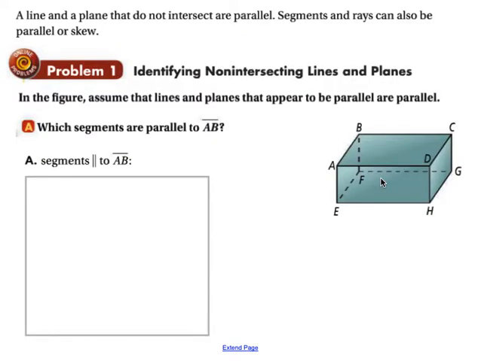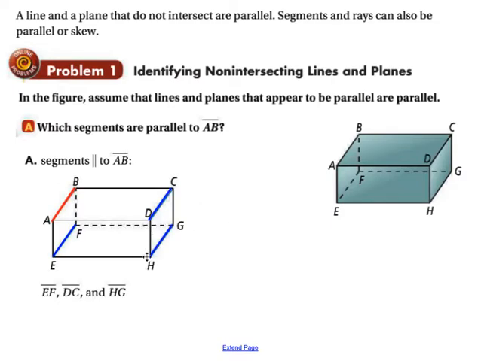In this problem, we want to find out for part A, it says which segments are parallel to side AB. So which segments would be parallel to this? Well, I think you can see side EF back here that's hidden would be parallel. Side CD and side GH would also be parallel to side AB. So there's an example of the ones that are parallel to AB.